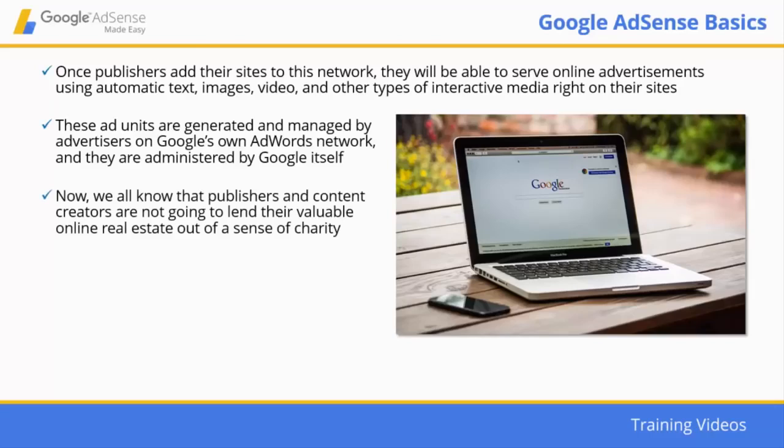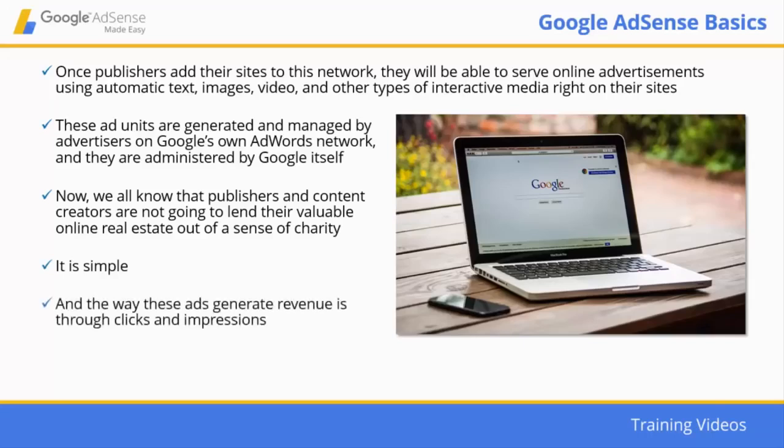But how do AdSense ads generate revenue on a site? It is simple. Advertisers pay Google to put their ads on the AdSense network, and then Google splits those earnings with the owner of the online property where these ads happen to appear. Once again, based on the type of content on the site and its audience.